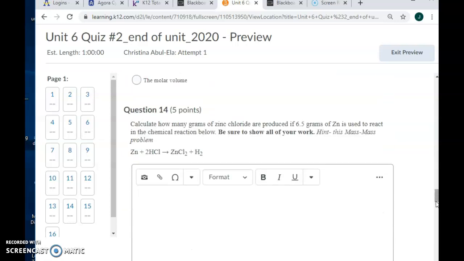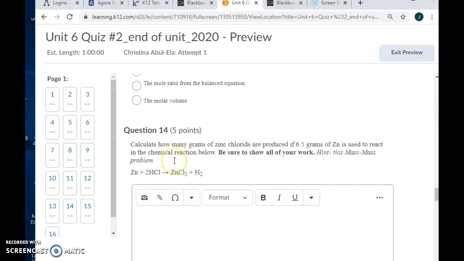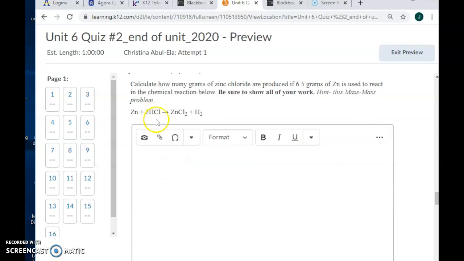Question 14 is an open-ended question. It says, calculate how many grams of zinc chloride are produced if 6.5 grams of zinc is used to react in the chemical reaction below. Be sure to show all of your work. Again, this is a math problem, and the reaction is zinc plus 2 HCl, 2 moles of hydrochloric acid, yields 1 mole of zinc chloride plus 1 mole of hydrogen. Again, be sure to show all of your work. Pause the recording here to complete the problem.